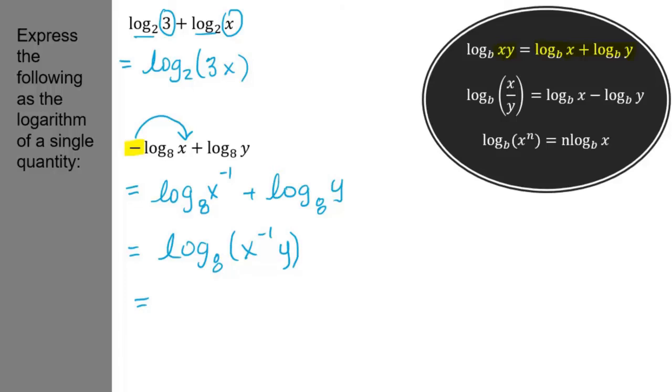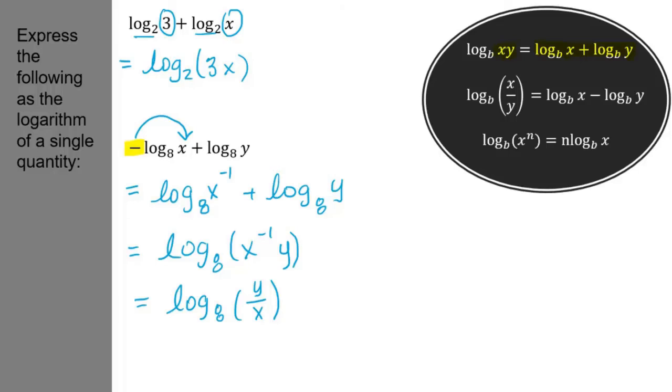Nobody likes negative exponents, so we're going to rewrite x to the power of -1 without using a negative exponent. So this gives us the logarithm to the base 8 of y over x, because x to the power of -1 moves the x to the denominator.